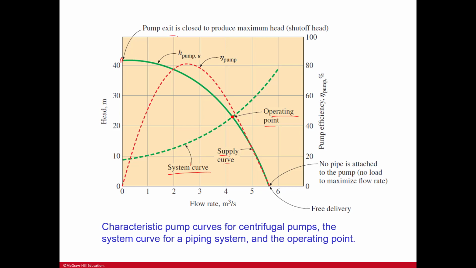And then you have that supply curve as well. And this is all mapped on that pump efficiency as well. So even at that operating point, that pump efficiency is going to be at, what would that be, maybe 49%?